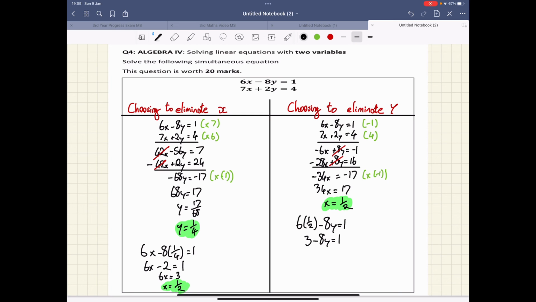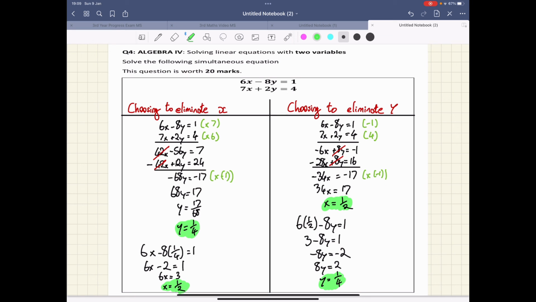We don't mind our letters being on the left, so I take 3 away from both sides. I get minus 8y is equal to minus 2. I don't like both of those being negative, so I change them to positive. y is going to equal 2 divided by 8, which is a quarter. Okay, so there you have it. Same answers for both approaches.